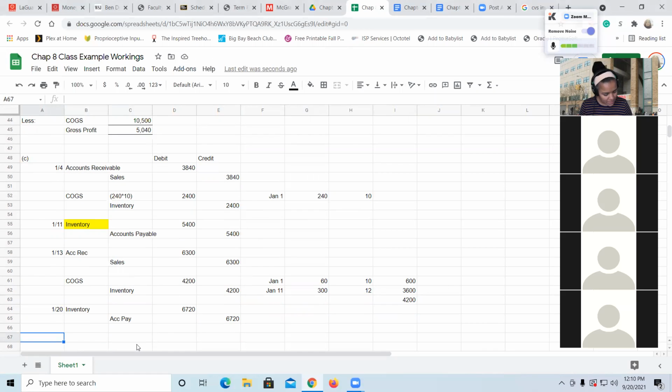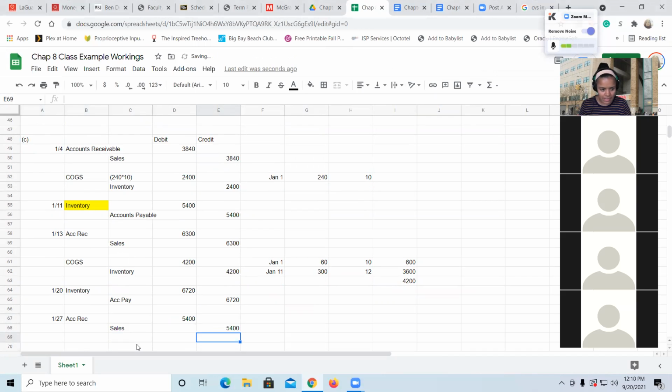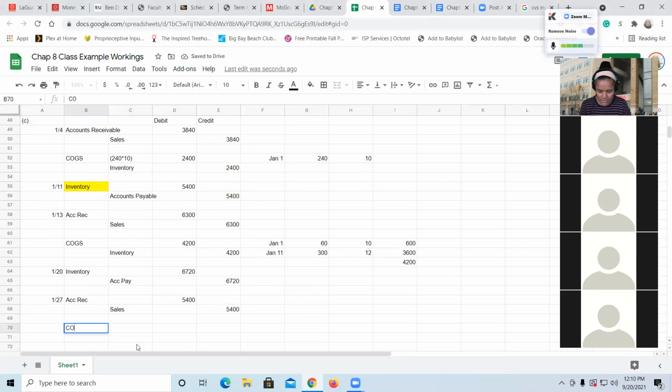Then the 27th is the last sale, so 127. So again, the actual accounts receivable and sales piece is kind of easy because they give you the amount, right? 300 units at $18 each. So that's going to be 5,400, right? That's given in the question. The trickiness is with what is cost of goods sold.